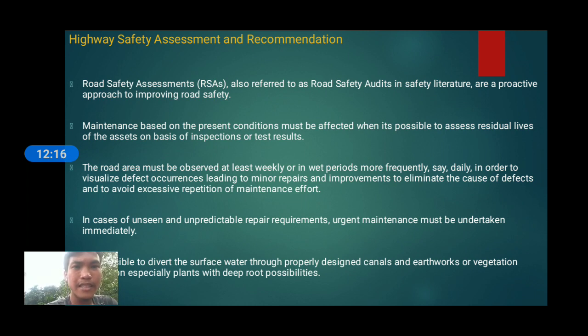In case of unseen and unpredictable repair requirements, urgent maintenance must be undertaken immediately, and it is possible to divert surface water through properly designed canals and earthwork or vegetation plantation, especially plants with deep root possibilities.